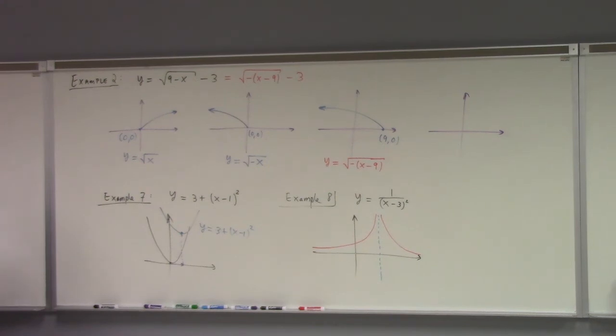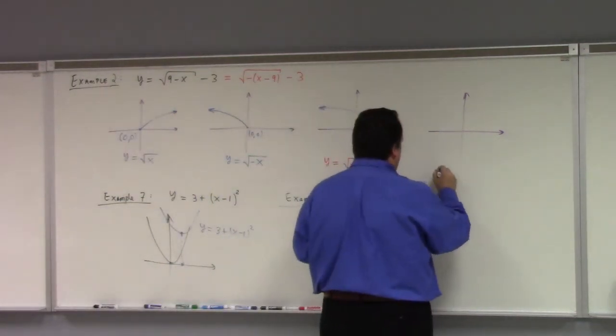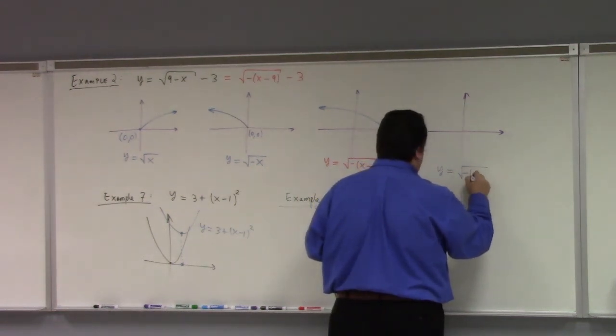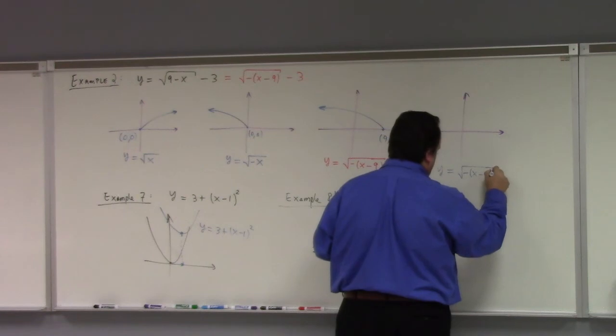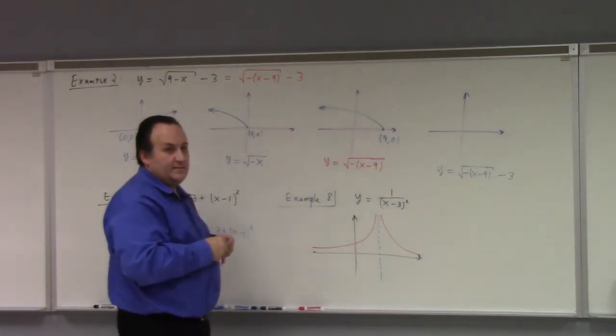Finally, the formula. We don't quite have the right formula yet, right? One more step. We need to subtract 3, right? Subtract 3, finishing product here. Y equals square root of minus parentheses x minus 9 minus 3, which of course is the same as the original formula, just rewritten a bit.